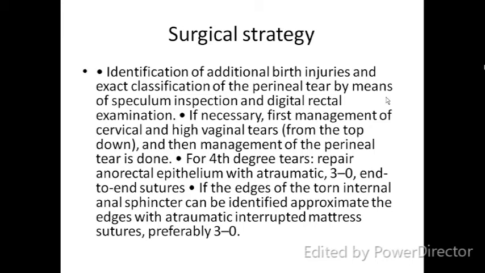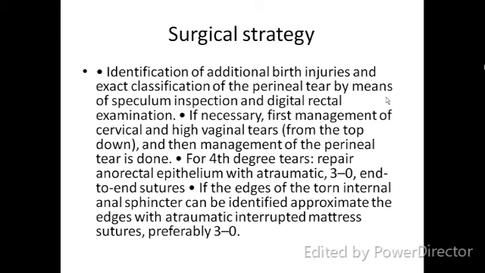For a 4th degree tear, repair the anorectal epithelium. First we will repair the anal epithelium, that is the anorectal epithelium, with an atraumatic, that is blunt, needle with 3-0 end-to-end suture. There should be no overlapping of the mucosa. It causes puckering and scarring. So it should be end-to-end.